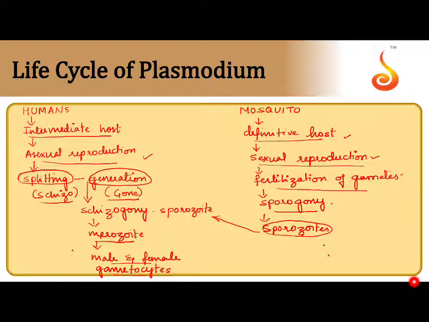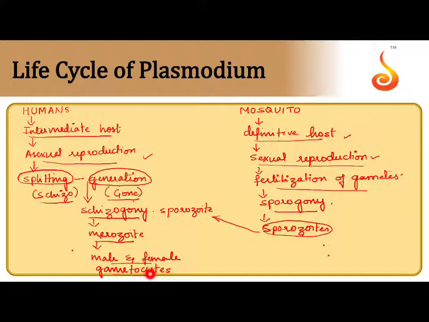Now, assuming an infected mosquito comes and bites a human, there in the human asexual reproduction starts off. Now, what do you call asexual reproduction in the case of sporozoans? We call it schizogony. This word schizogony is divided into two parts, schizo and gony. Schizo means splitting, while gony means generation. So, schizogony is nothing but a splitting generation. You keep seeing a lot of cell division happening here.